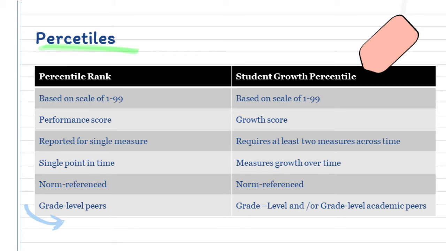Furthermore, percentile ranks typically look at a grade level peer or norm group, whereas the student growth percentile may look at grade level peers or even a more narrow group of grade level academic peers, specifically peers with the same initial level score. Initial level peers are peers that had the same or at least a similar starting score.